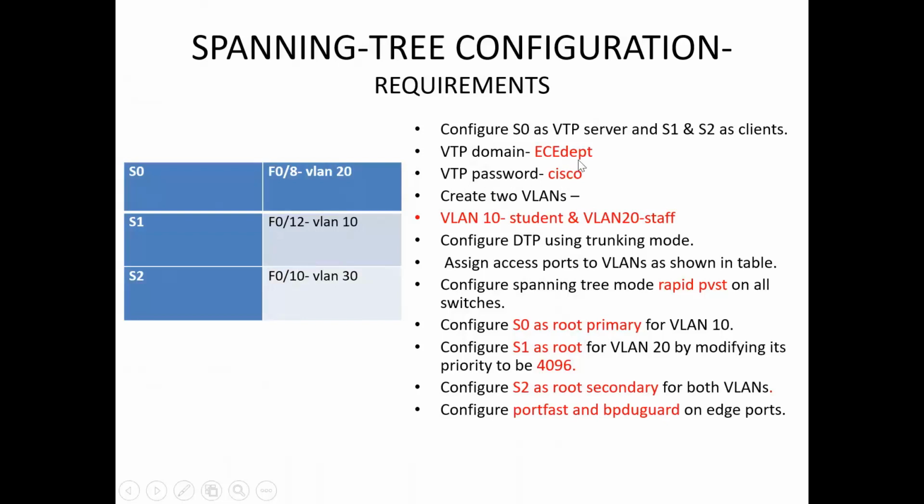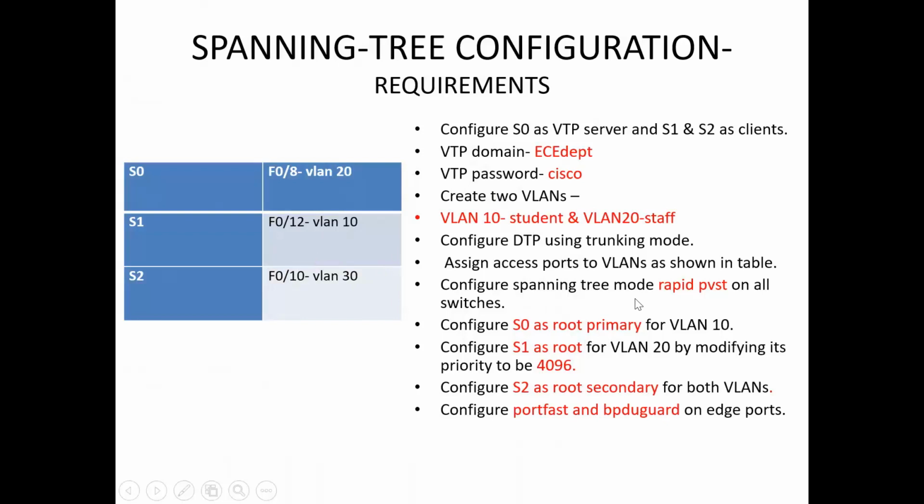So remember that the server and the clients should be in the same domain name, and the password should also be same. Otherwise, from the server, clients will not be able to receive the VLAN information. Then we have to create the 2 VLANs on the server, which will be shared with the clients automatically. And then we have to do the DTP trunking. Then we have to assign the access ports to the correct VLANs as per the table given.